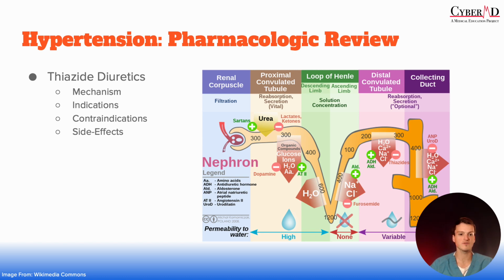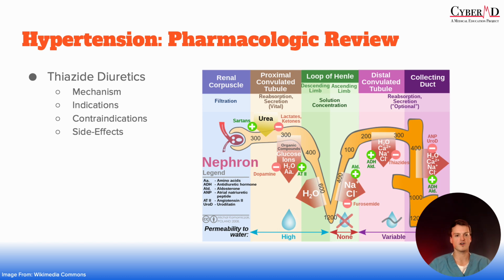Patients with gout can have an exacerbation of their gout due to increased uric acid levels. Patients with diabetes, as it can affect glucose tolerance, and so they may require anti-diabetic medication adjustment if you're going to place them on a thiazide diuretic. It can also cause electrolyte imbalances to worsen, so patients who have underlying electrolyte imbalances, you may want to think about not prescribing them a thiazide diuretic.